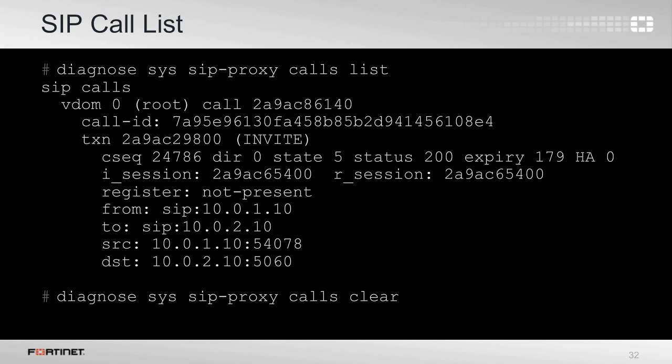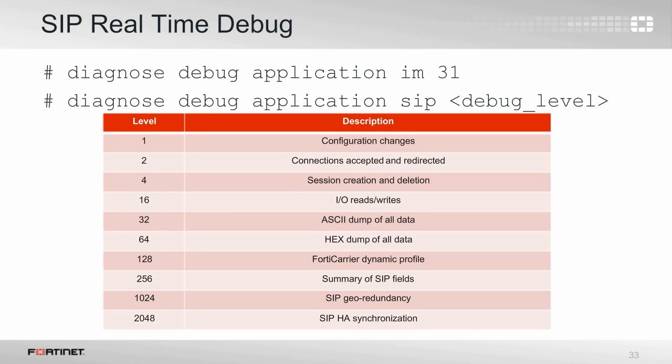The command diagnose sys sip proxy calls list displays all the active SIP calls. The command diagnose sys sip proxy calls clear disconnects all the active SIP calls. There are two real-time debugs that display information about SIP traffic: diagnose debug application im31 and diagnose debug application sip with the debug level specified.